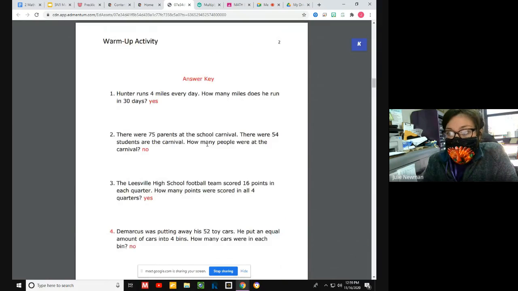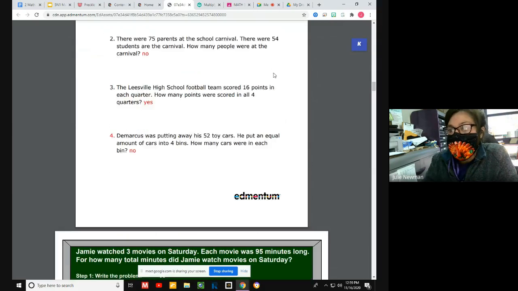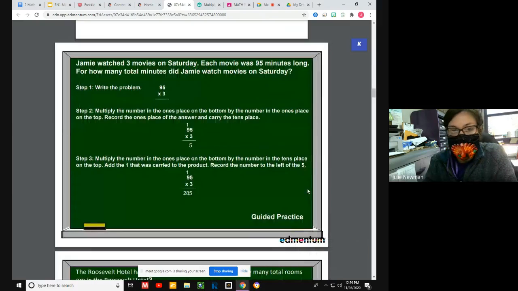All right, let's check our answers. Yes, no, yes, no. Good. Okay, so let's go through and do some guided practice. All right. We've got 3 steps here. Okay. So let's see what the word problem says.